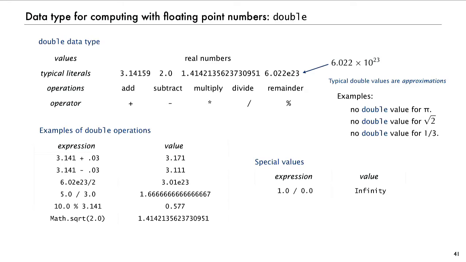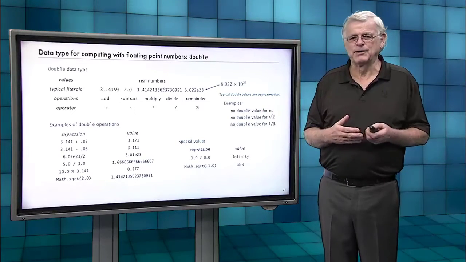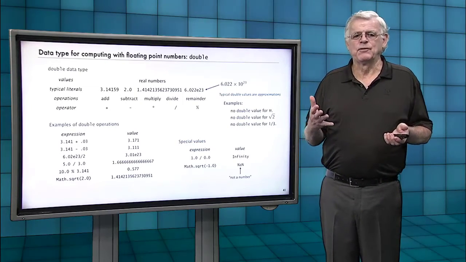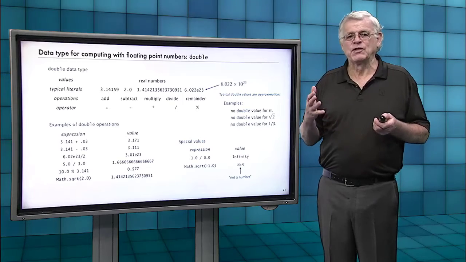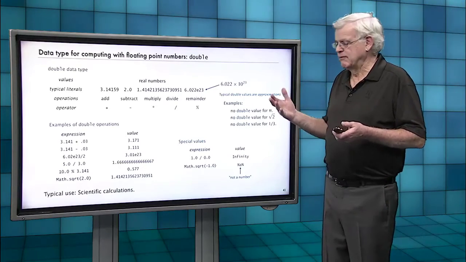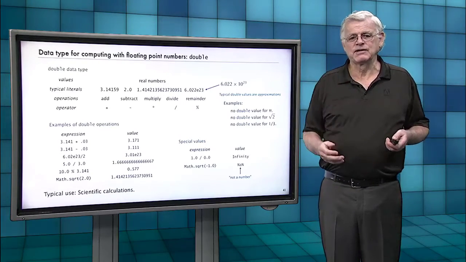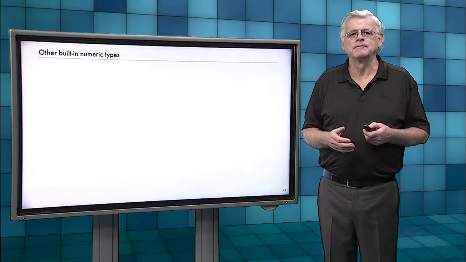In the case of double, there's some special values. So if you say 1 divided by 0 with doubles, there's a special value called infinity. And you can compute with infinity and get the kinds of results that you expect. But there's also not a number. If you take the square root of -1, that's not a real number, and there's a value, not a number, that you can work with as well. Those are the basic values and operations for the double data type. And again, we use this for scientific calculations, and we'll see plenty of examples of programs that do scientific calculations with this type of data.